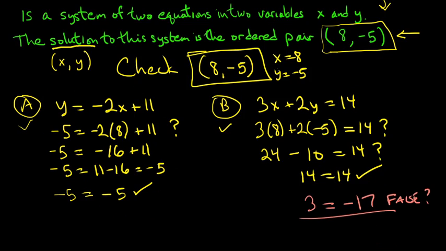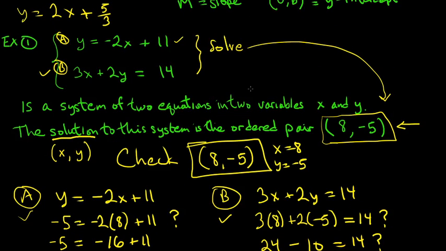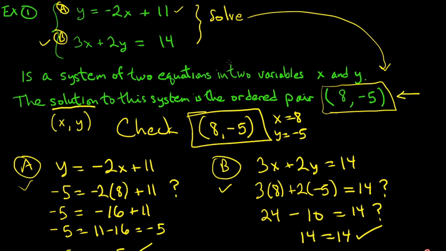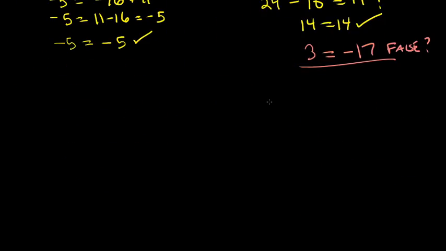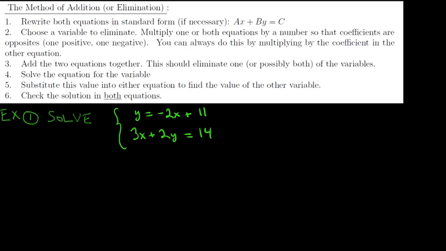So that's checking a solution. Now, how do we actually solve the equation to get the solution? It turns out there are several ways of doing it. We're going to start by using what's called the method of addition. The first way is the method of addition. Other books call this the method of elimination, and we'll see in a minute that it's really both. So the method of addition, also known as the method of elimination.